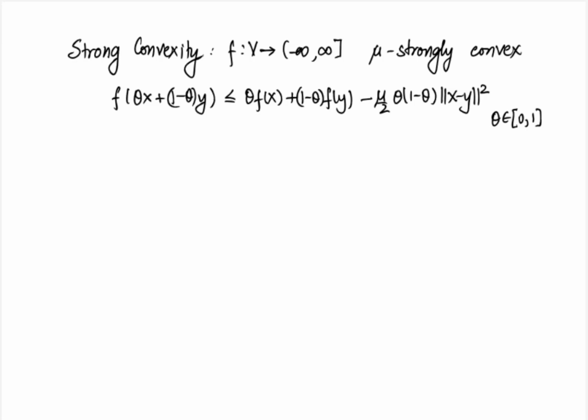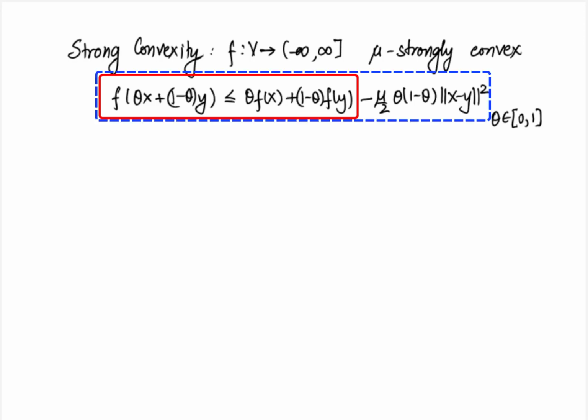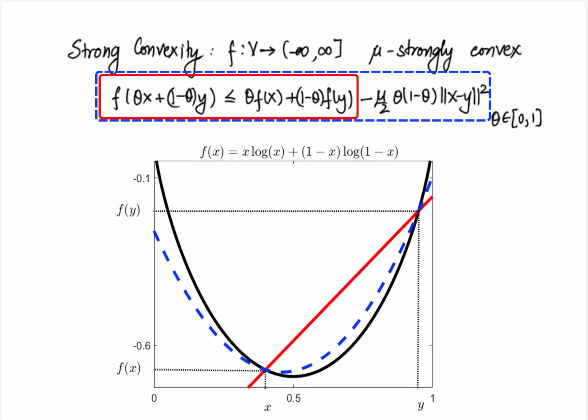Recall that when defining a convex function, we said that the line segment always has to be above the function curve. Here we are saying a similar thing about a quadratic curve. As an example, consider a scalar function. We are saying that the function curves enough so that the quadratic curve is always above the function curve.